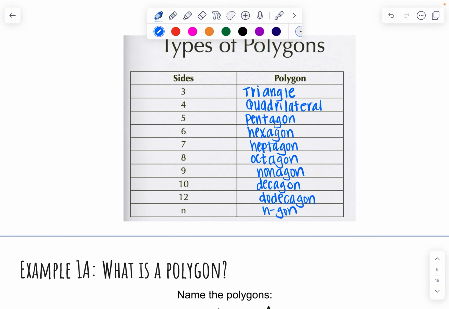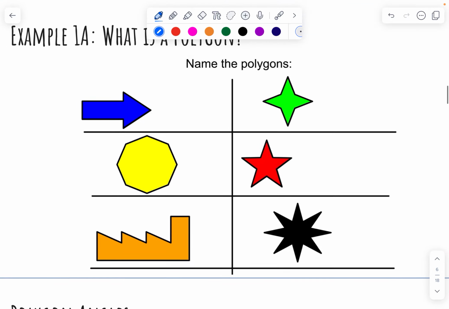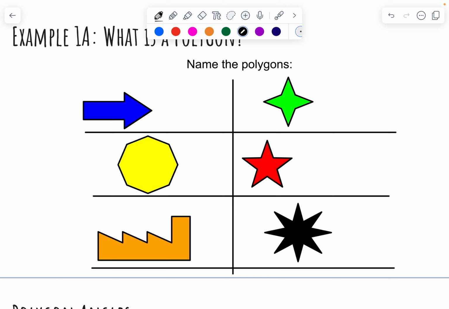Here are the types of polygons. You already have this on your note sheet, but these are the names of them. So we're going to name these polygons. To name them, we have to count the sides. So this one has 1, 2, 3, 4, 5, 6, 7 sides. So if it has 7 sides, it's called a heptagon. Hepta means 7. This one has 1, 2, 3, 4, 5, 6, 7, 8 sides. So it's called the octagon.